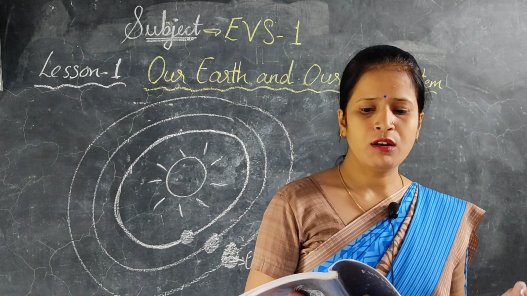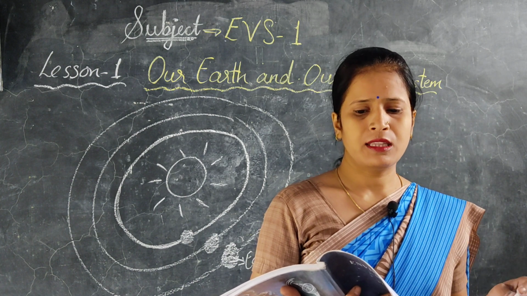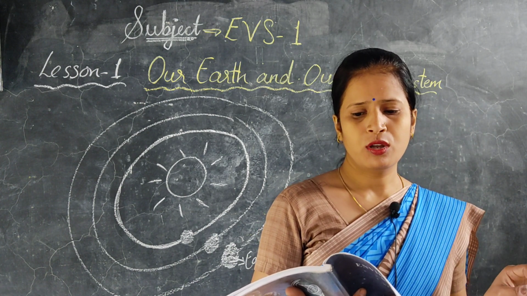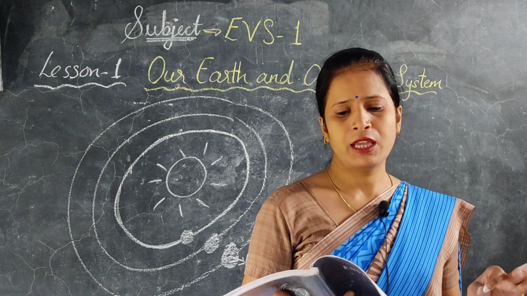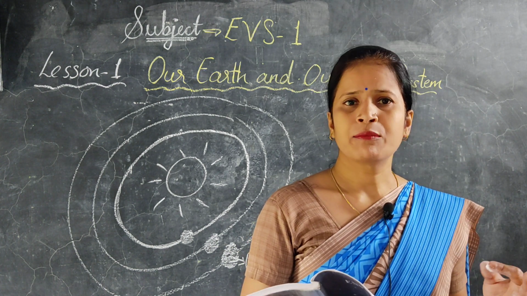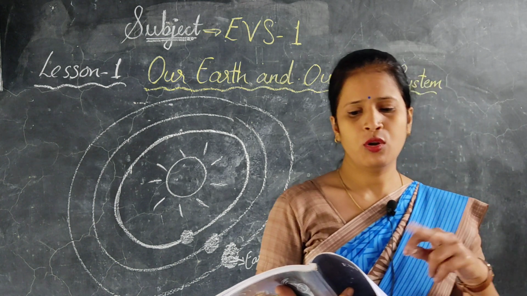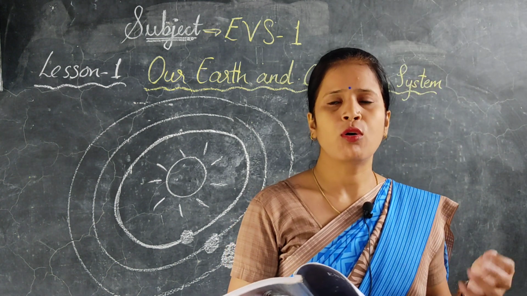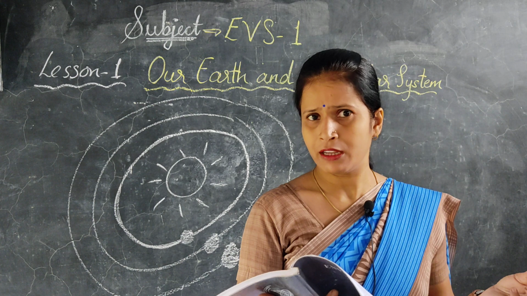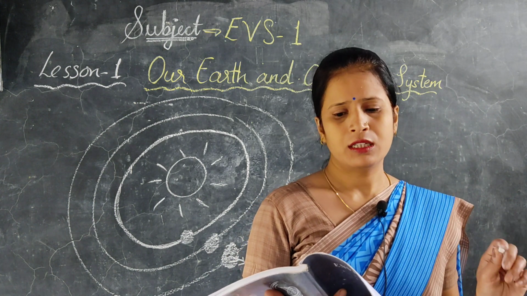Dwarf planets revolve independently around the sun. They have an orbit of their own. So ये जो dwarf planets होते हैं वो independently revolve करते हैं सन के चारों ओर, and they have also their own orbit. उनके पास भी उनका खुद का एक orbit होता है जिसमें वो revolve करते हैं.